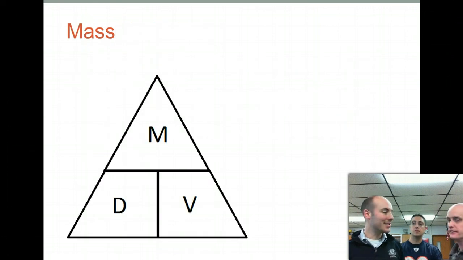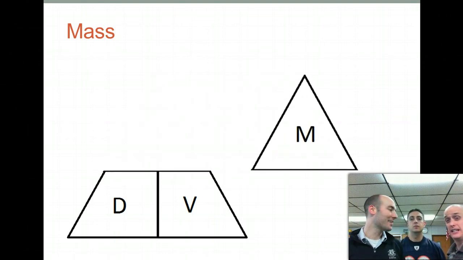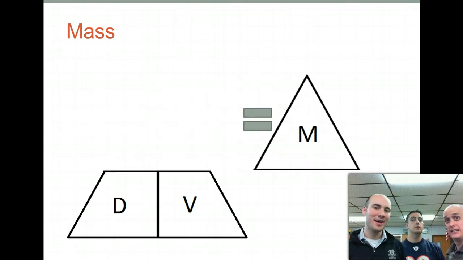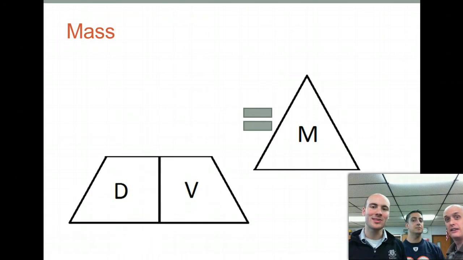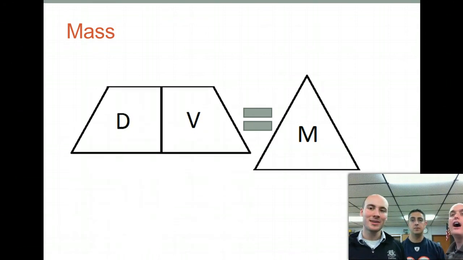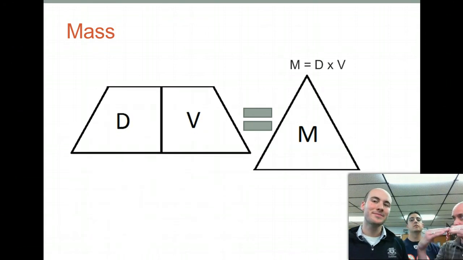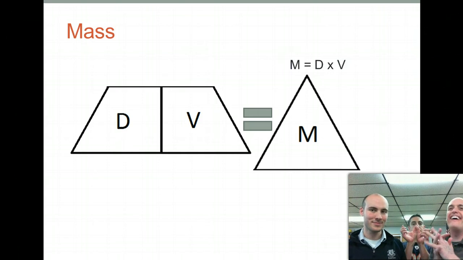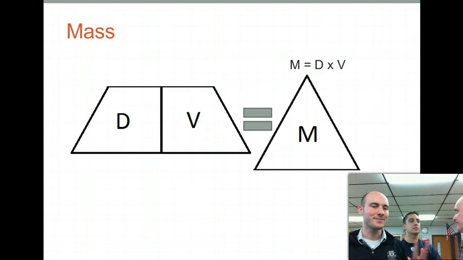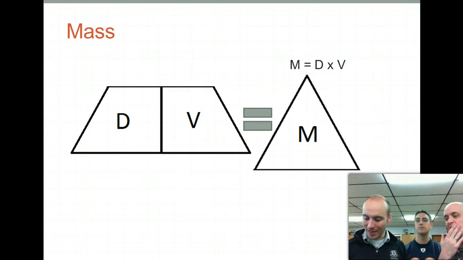So then mass, what you would do is you remove the M, because that's what you're solving for. Put that off to the side, and put an equal sign between them. That means D times V equals M, because they're next to each other, so you multiply those. Multiplying, right. Just like when you have them in parentheses in math class. Okay, I get it. Maybe you should try the last one. I'm going to try it.